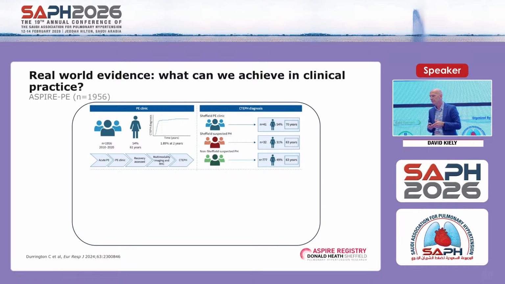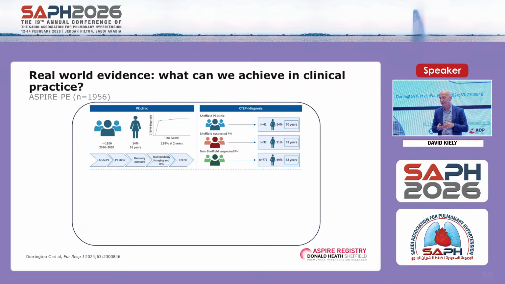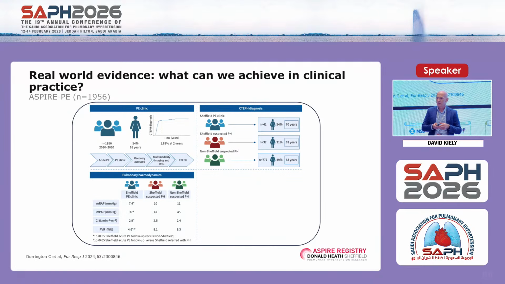thromboembolic pulmonary hypertension. But what's quite interesting, if we look at our Sheffield pulmonary hypertension clinic, we identified 41 patients with CTEPH. We also, over the same time period, identified 32 patients in our 600,000 hospital referral population with CTEPH. Those patients tended to be younger than the patients we identified from our PE clinic. And we cover a population of nearly 20 million people. Over that 10-year period, we identified another 770 patients with chronic thromboembolic pulmonary hypertension who were referred into our centre.